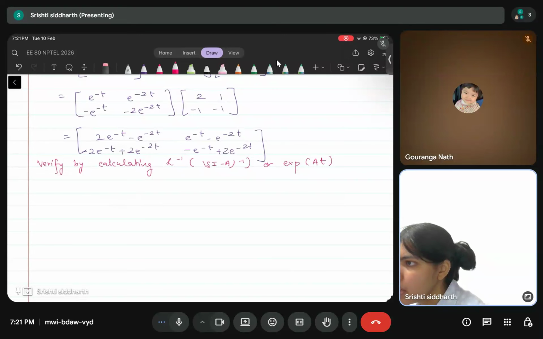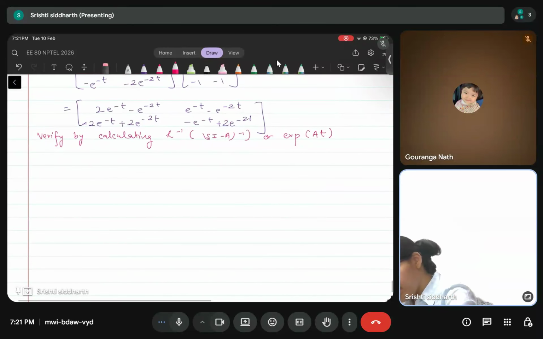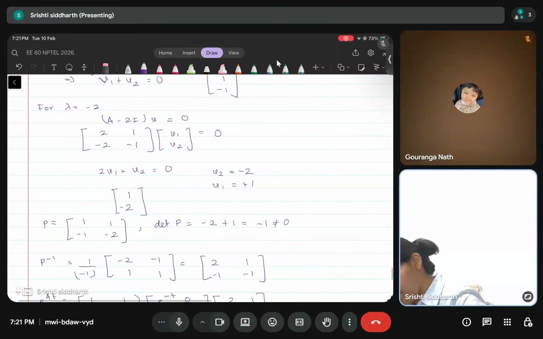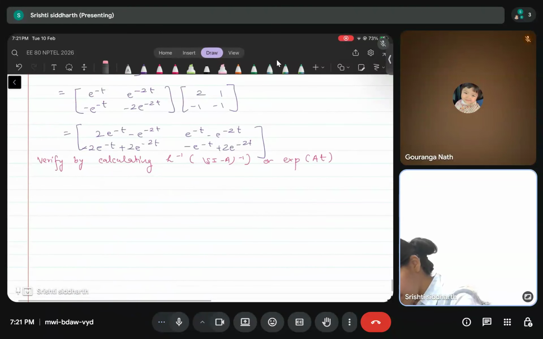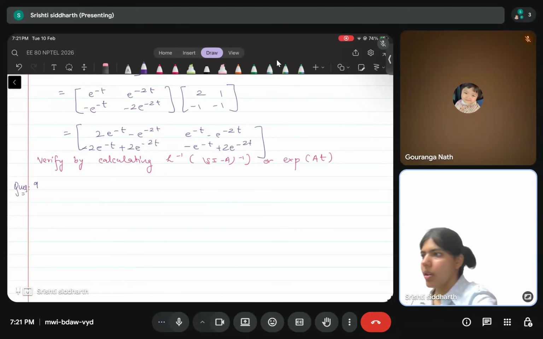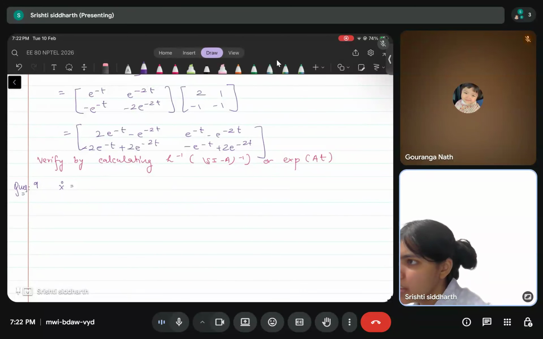This was for a second-order system. Now we look at the case of repeating eigenvalues, or let's say distinct ones.